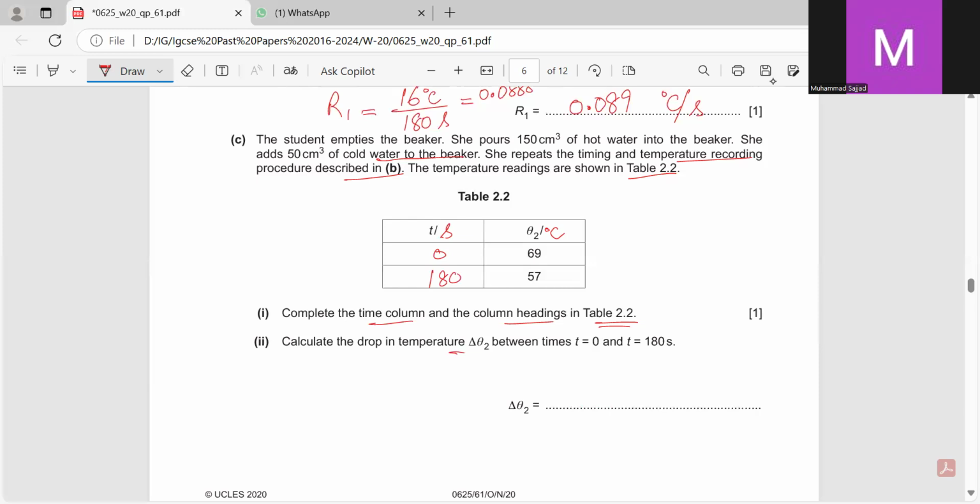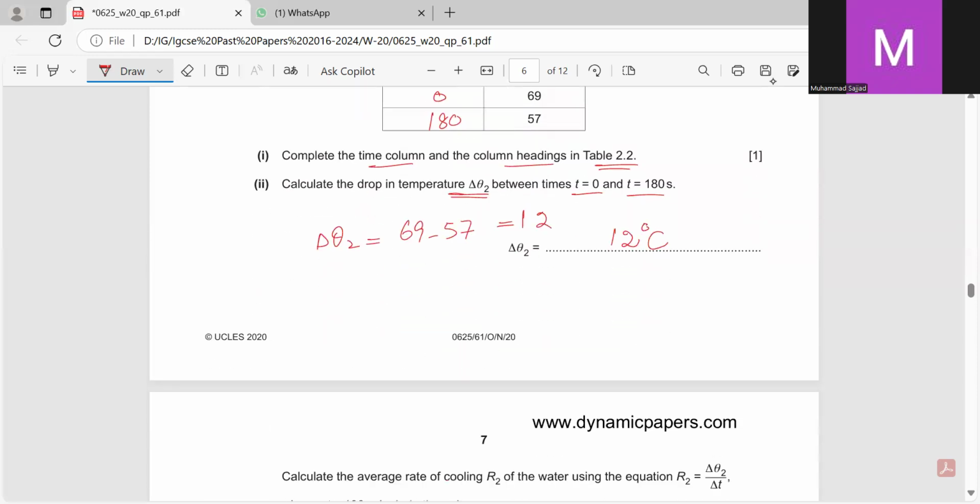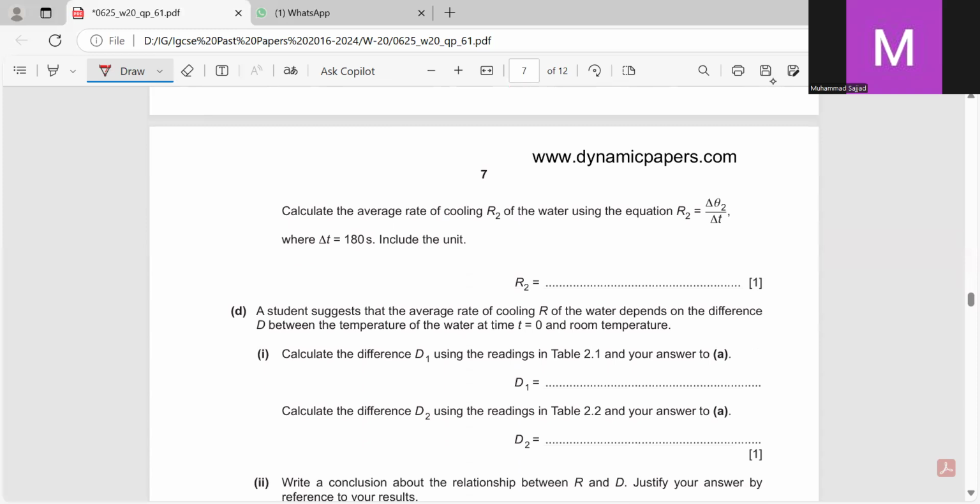Calculate the drop in temperature, delta theta 2, between the time t equal to 0 and 180 again. So delta theta 2 is equal to 69 minus 57: 9 minus 7 is 2, 6 minus 5 is 1. So it means now it is 12 degrees Celsius. Now during this time, the temperature fall has decreased when cold water is added.